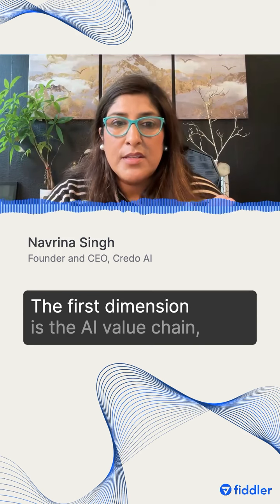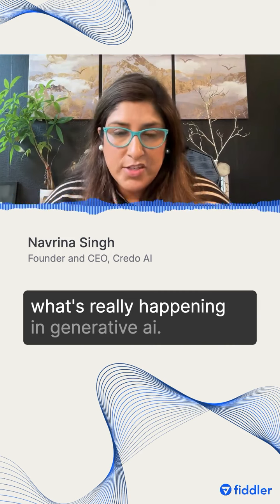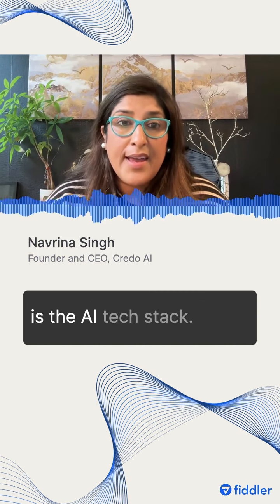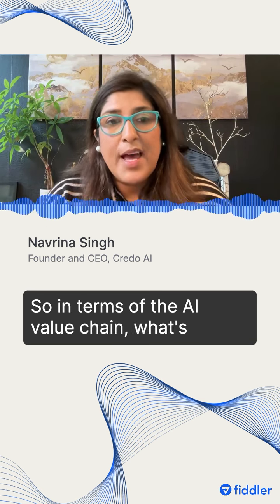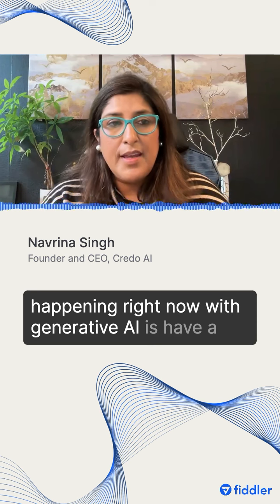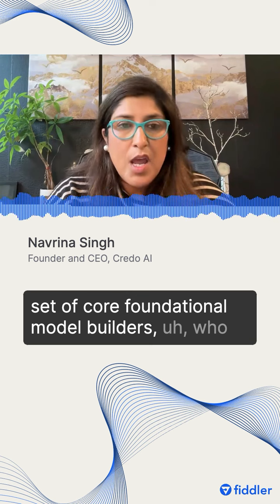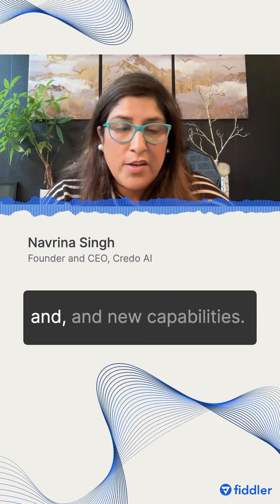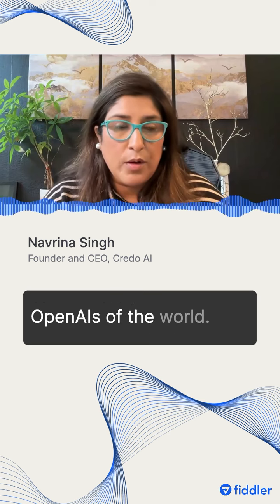The first dimension is the AI value chain, what's really happening in generative AI. And then the second dimension is the AI tech stack. So, in terms of the AI value chain, what's happening right now with generative AI is you have a set of core foundational model builders who obviously are pushing the limits of compute and new capabilities. You can think about them as Anthropics of the world, Coheres of the world, OpenAIs of the world.